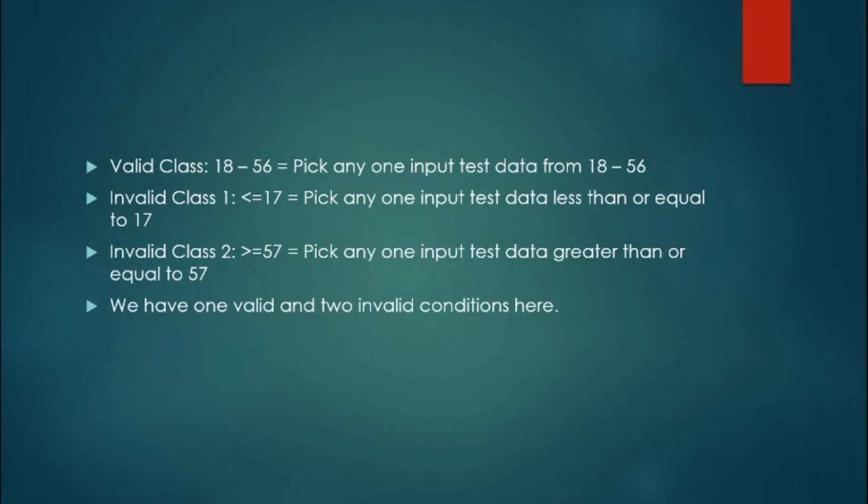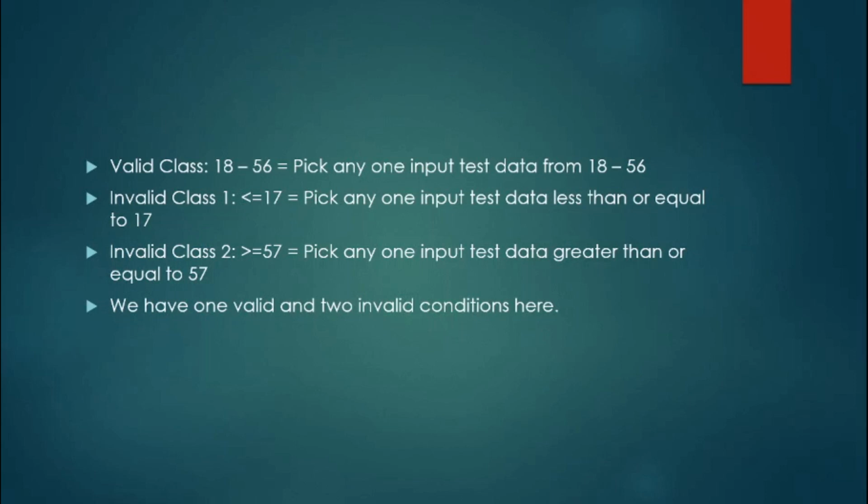So if I'm picking 19, it means that for this valid class, all the test cases will pass, because as I explained earlier, equivalence partitioning says that if you are picking any value from a particular class, it's like checking all the values in that class. So if you pick 20, 22, 23, any number in the valid class, your test case will pass, and it is similar to checking all the values of that class.